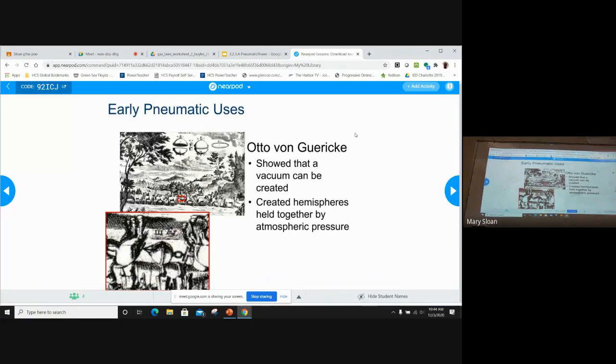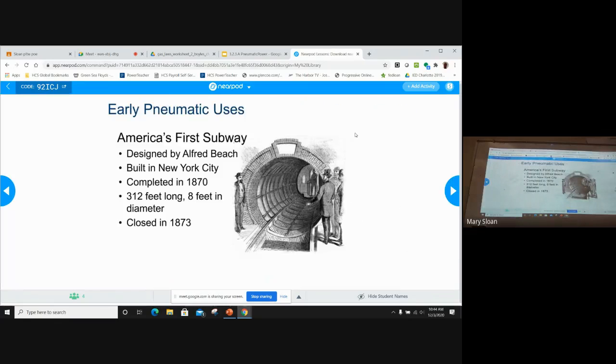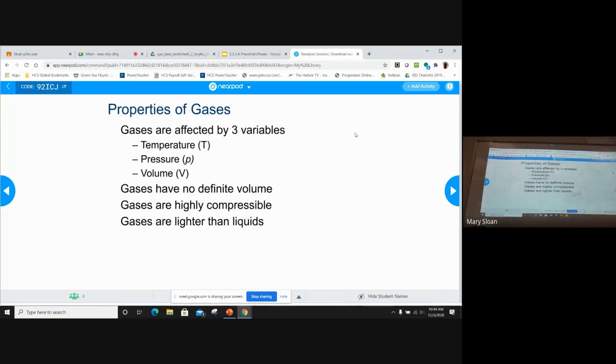All right, so I thought that was very, very interesting about how a bellow is made. And so we're going to skip these couple of slides. Also, it's talking about how they built the first subway. And then now we're at properties of gases.